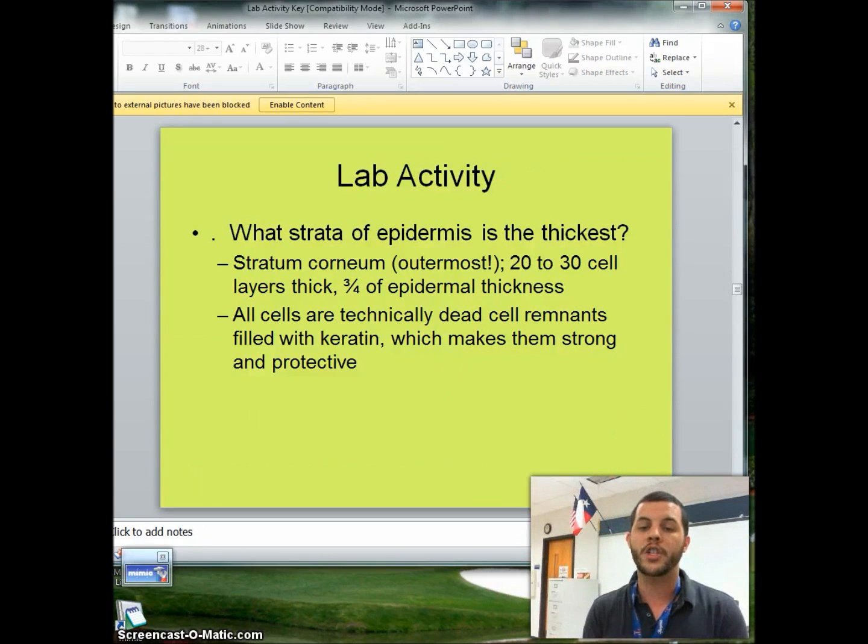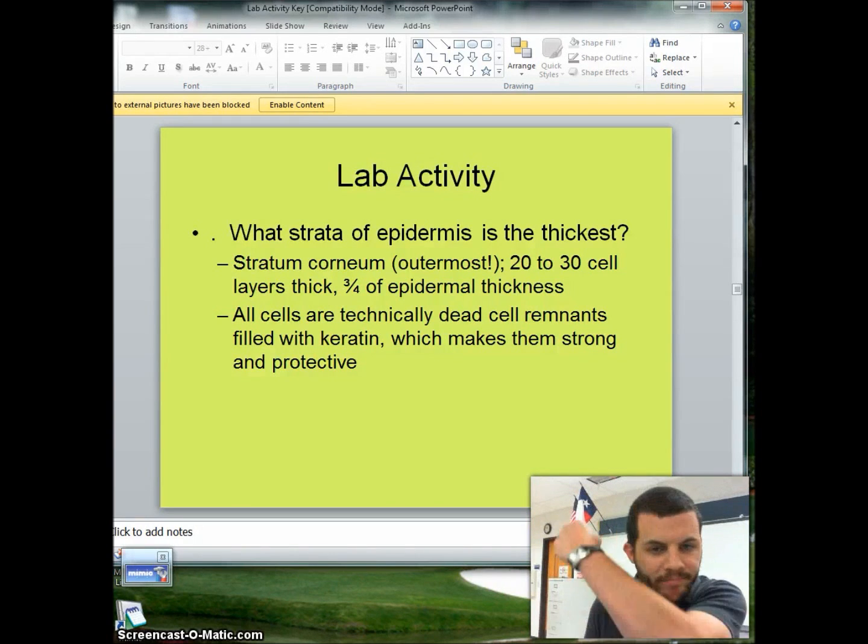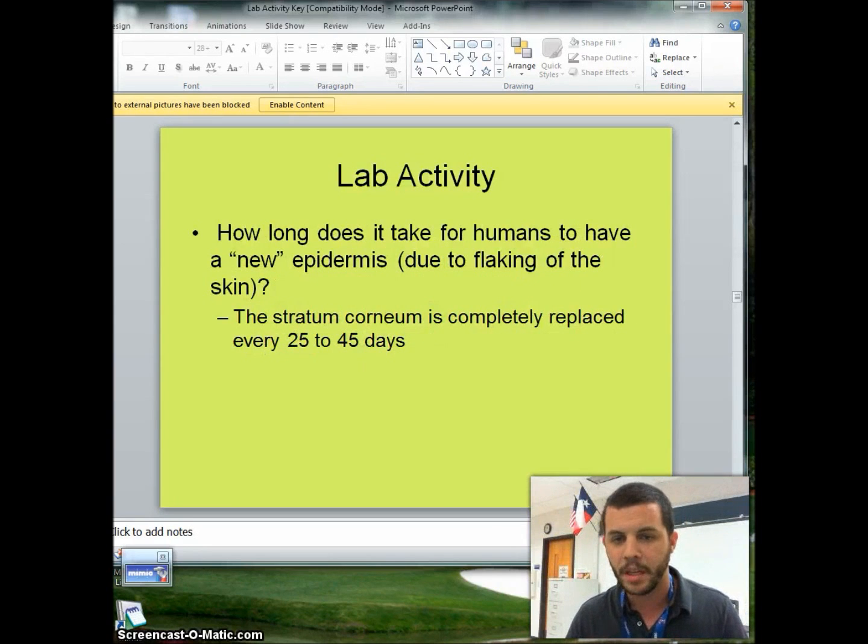Which strata is the thickest? The stratum corneum is the thickest. That's the outermost layer. It's going to be 20 to 30 cell layers thick, and it's going to make up 3/4 of your epidermal thickness. The funny part about this is that most of it is actually dead cell remnants that have been filled with keratin. That keratin's going to make it strong and hardy.